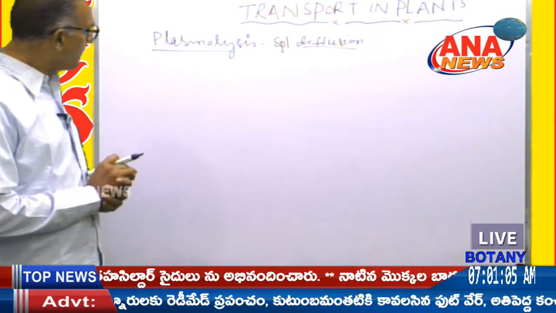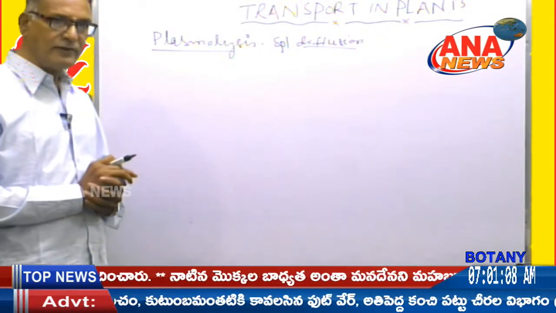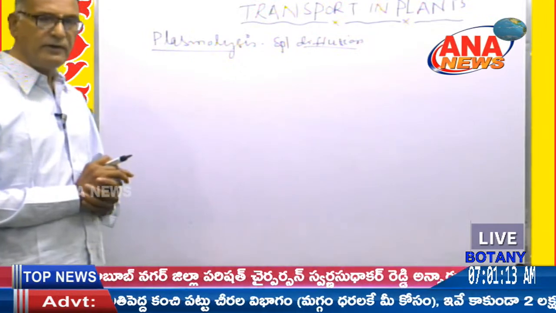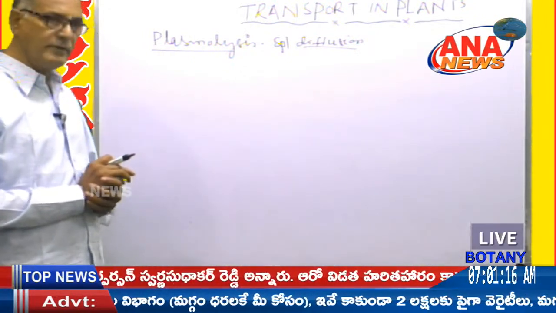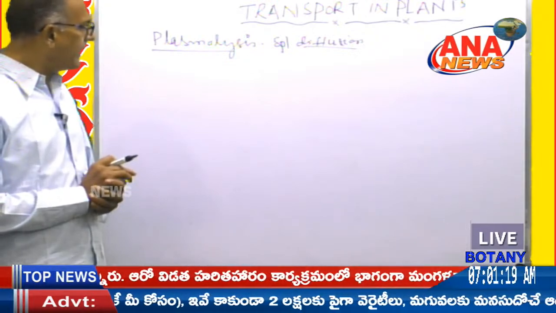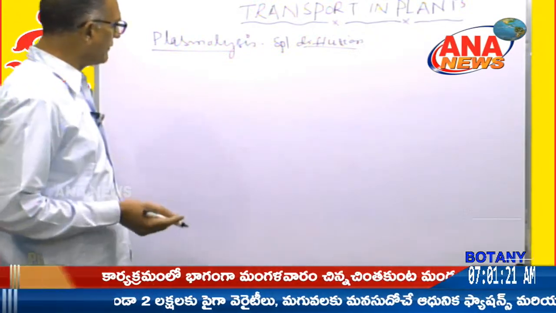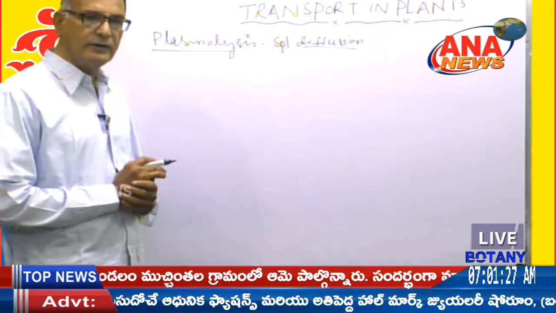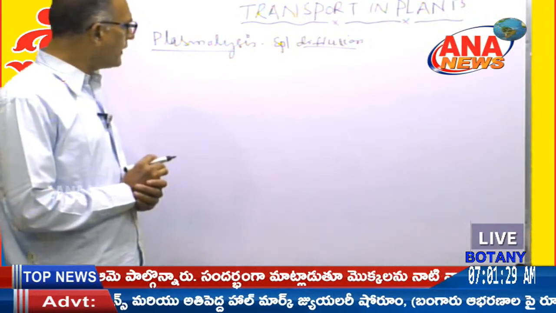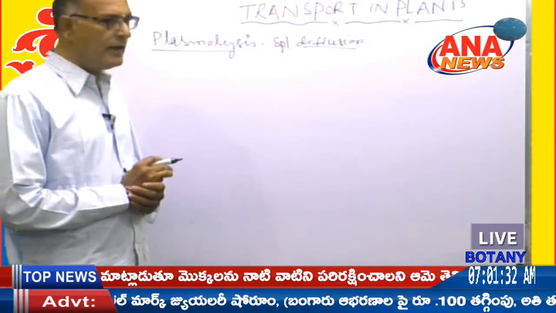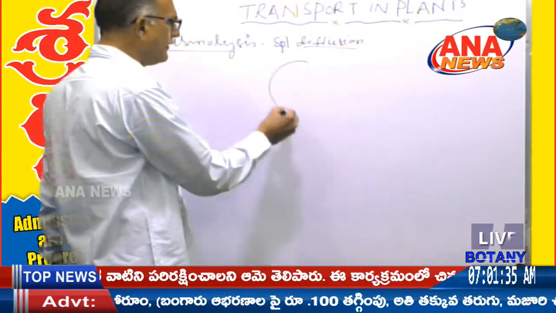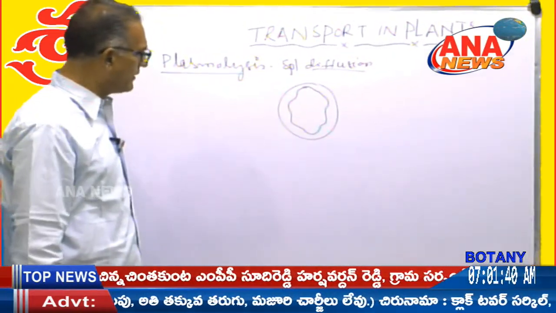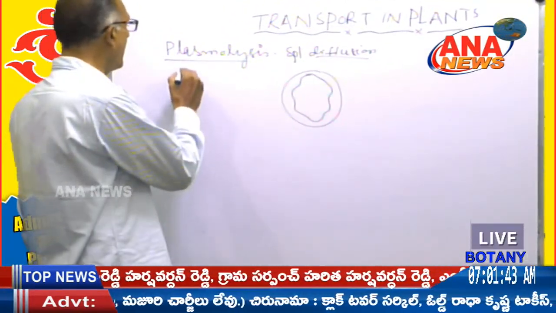The best example of plasmolysis is the salting of pickles. Preservation of fish and mutton by adding salt is the best practical application of plasmolysis. So what is plasmolysis? In plasmolysis, the water comes out from the cell, the cell membrane leaves the cell wall, and the protoplasm shrinks.